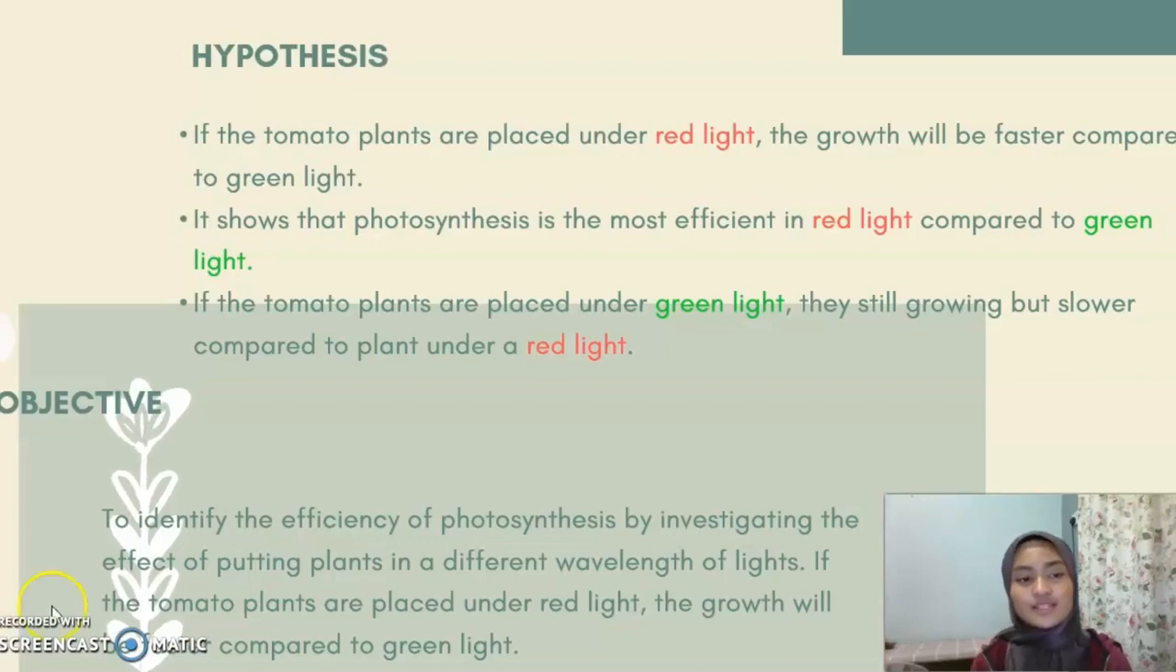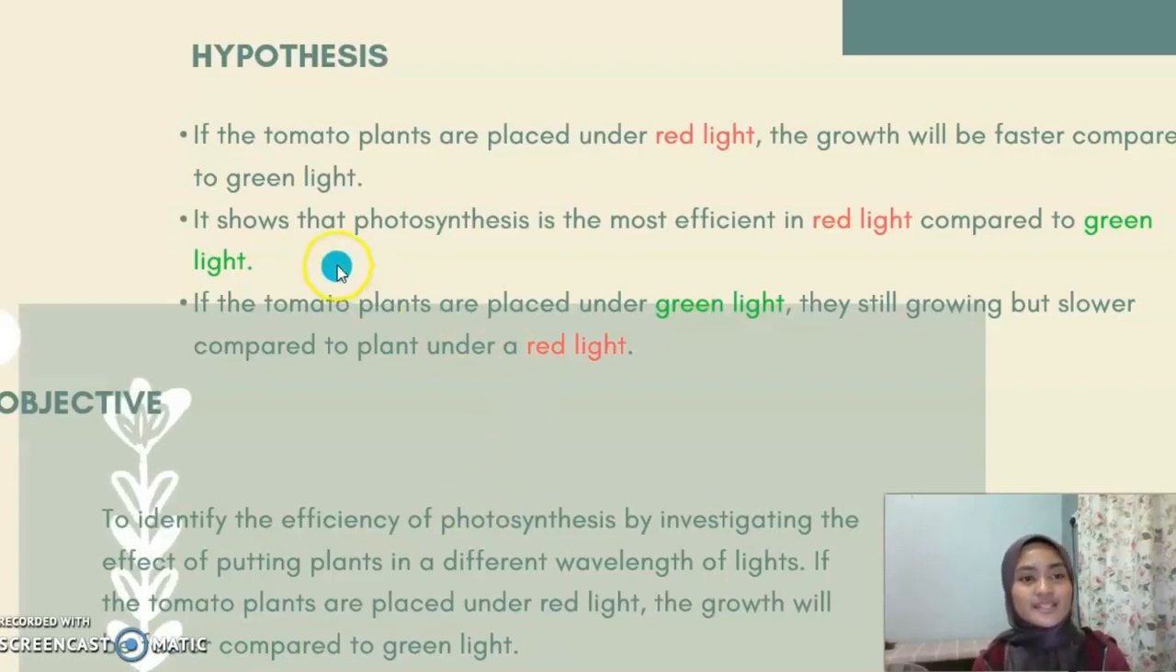The objective is to identify the efficiency of photosynthesis by investigating the effect of putting plants under different wavelengths of light. LED lights, which are red light and green light, are used for the experiment. The experiment was conducted using two tomato plants. Each of them was placed under a different wavelength of light and in a different cupboard. The results were recorded to determine which wavelength of light is suitable for the plant to do photosynthesis.